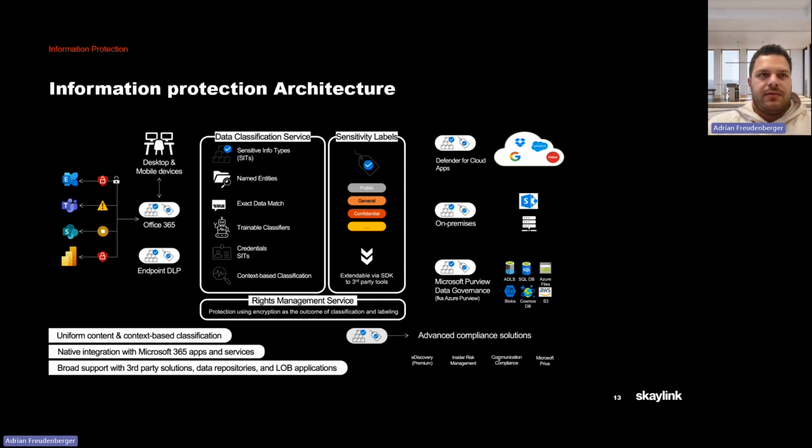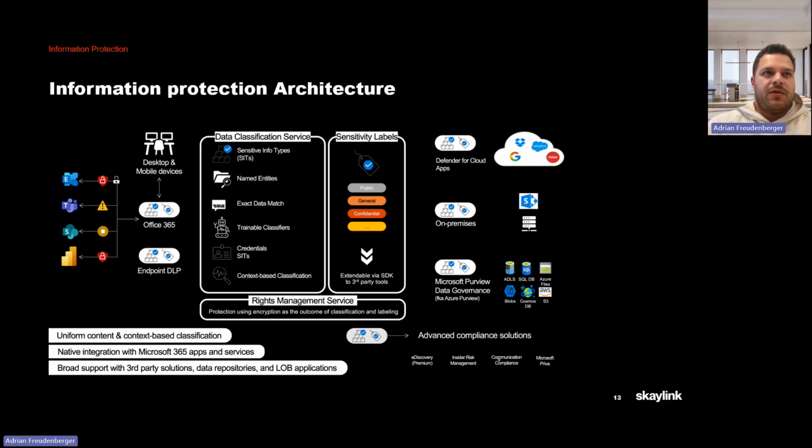Okay, here on the bottom, we got the rights management service. There you can configure the protection settings of your label. For example, you configure here the encryption, you configure here the content marking, or different permissions for different users.